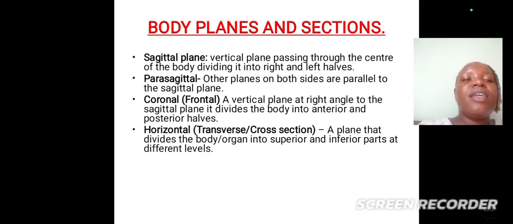Then finally, we have what we call a horizontal or transverse plane, or you can call it cross-section. Either of those is correct: horizontal, transverse, or cross-section. This is a plane that divides the body or an organ into superior and inferior parts at different levels. So it is not equals. Unlike the sagittal and the coronal planes, which divide the body into equal parts, the horizontal plane cuts at different levels, whatever level it divides, as long as it is dividing the body into superior and inferior parts. So these are the three planes.